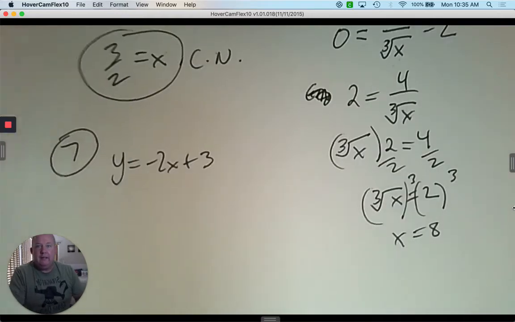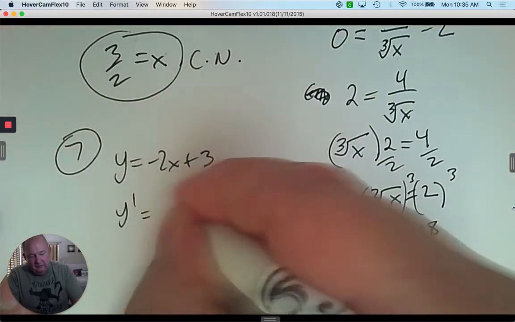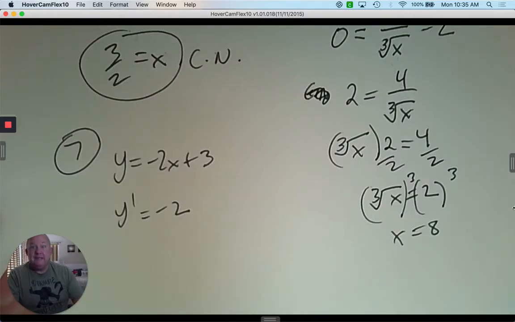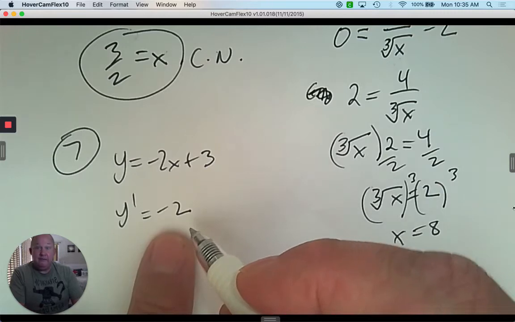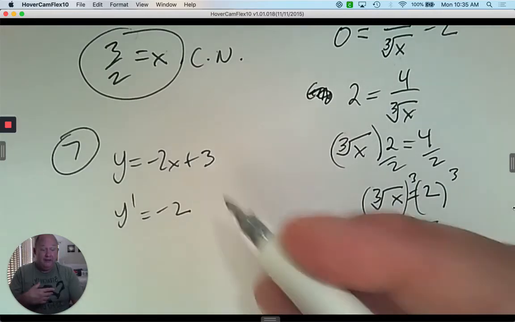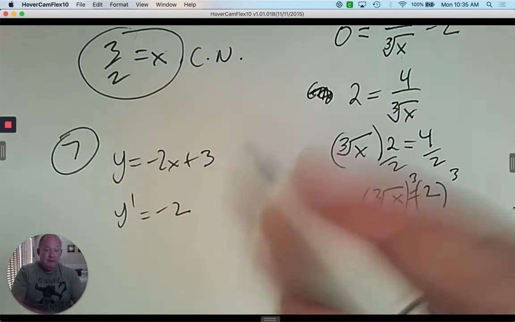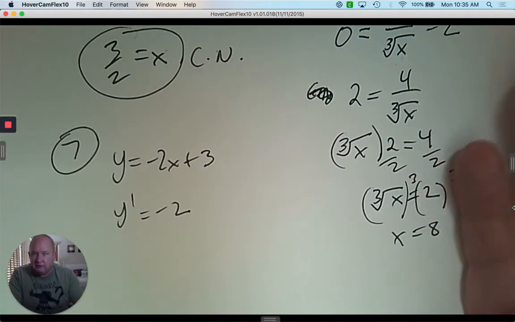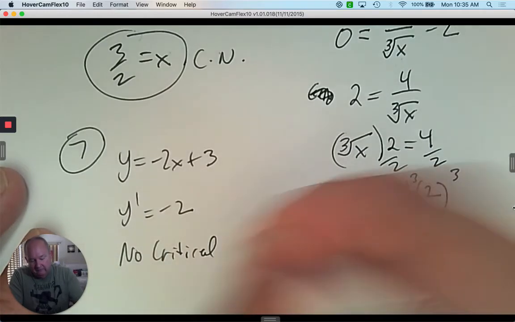So for y equals negative 2x plus 3, did you take the derivative? And the answer was negative 2. Once you did that, are there any values that make this undefined? No, it's always going to be negative 2. Is there any way to make it equal to 0 and solve it? And again, the answer is no, because if you make it equal to 0, there's no variable to solve for. So therefore, this has no critical numbers.